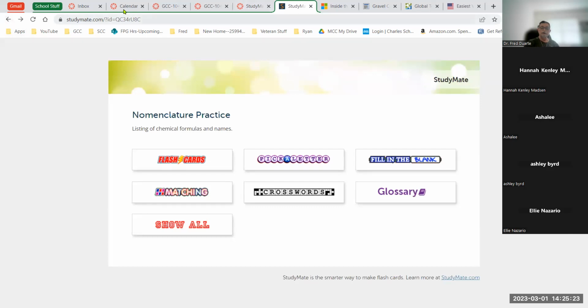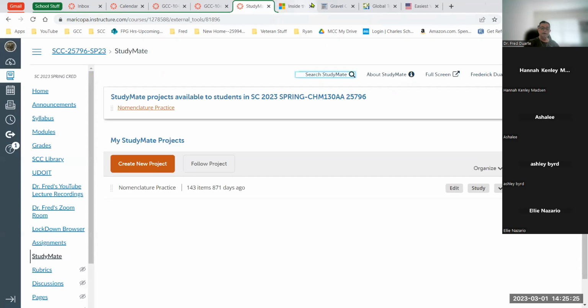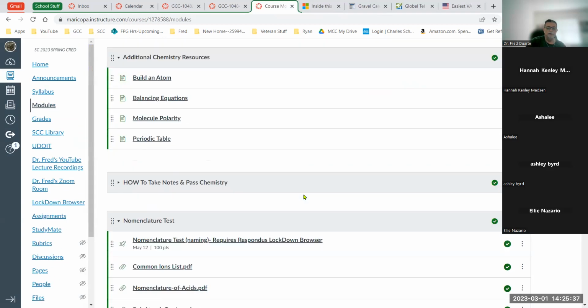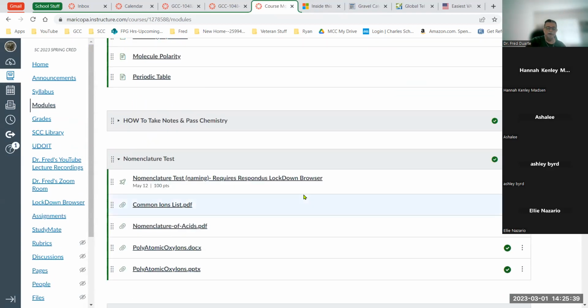It's under, as I stated, StudyMate on the far left corner there. And don't forget the modules. There are some files under the nomenclature test module, which deal with naming common ions. And like I stated, I will go over those. Any questions about that part?